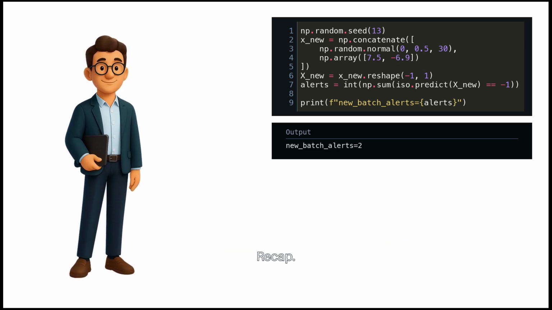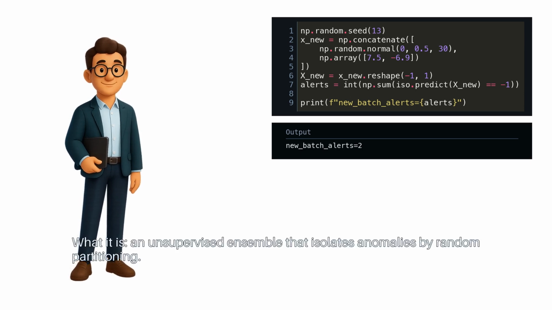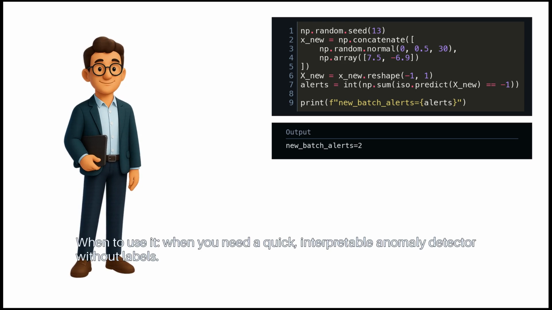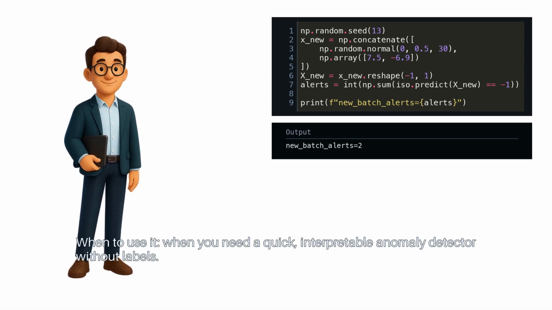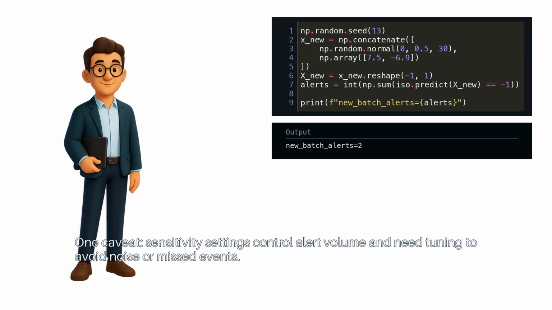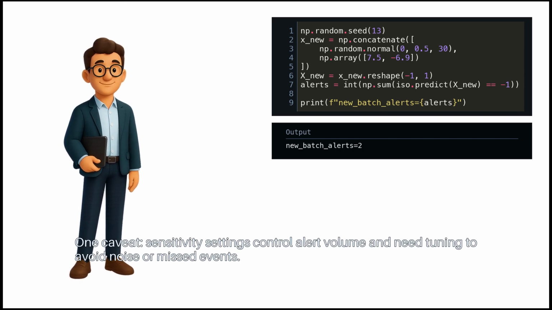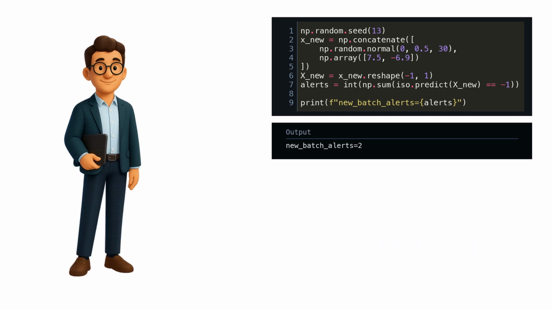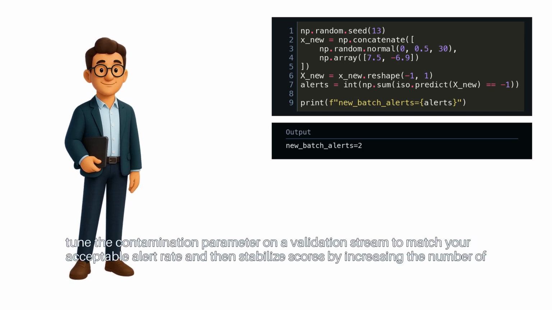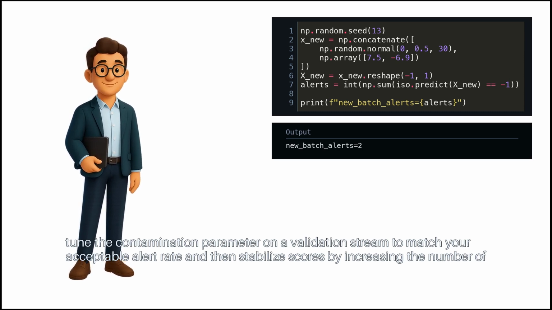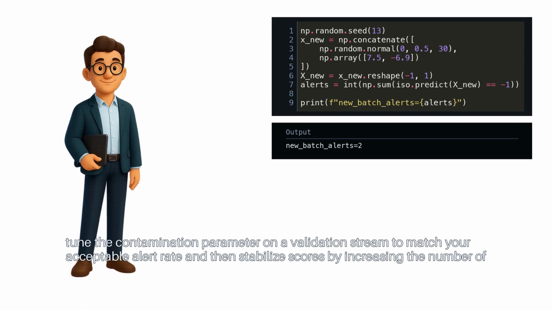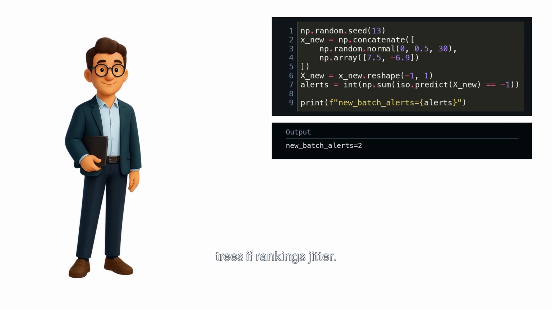Recap. What it is: an unsupervised ensemble that isolates anomalies by random partitioning. When to use it: when you need a quick, interpretable anomaly detector without labels. One caveat: sensitivity settings control alert volume and need tuning to avoid noise or missed events. Next step: tune the contamination parameter on a validation stream to match your acceptable alert rate, and then stabilize scores by increasing the number of trees if rankings jitter.